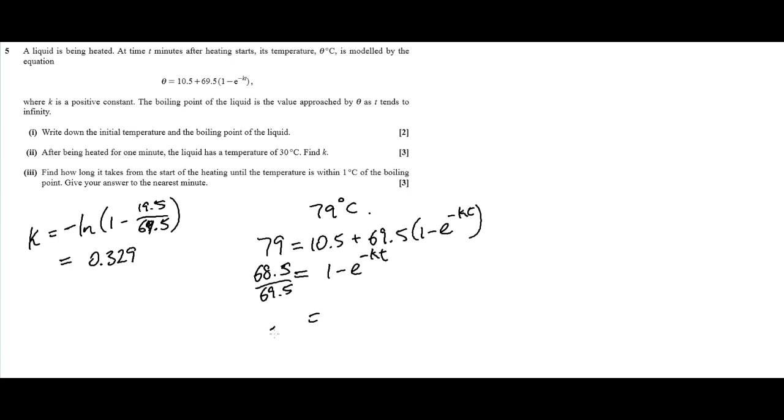and e to the minus kt is just 1 take 68.5 on 69.5. Then if we take natural log of both sides, we get minus kt is natural log of 1 take 68.5 on 69.5. Then, using the previous value that we have for k, you can either use the decimal or use the natural log. I'm just going to write the natural log version out.